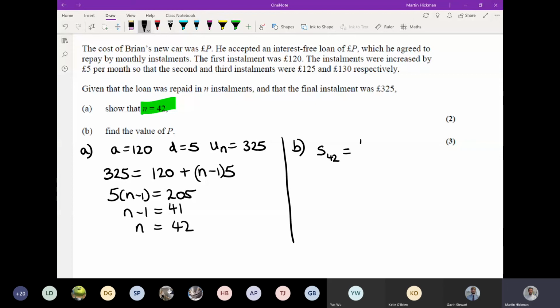So we can just use n over 2, and I'm just going to use the simpler version, which is a plus l in the bracket, because I know the first term is 120 and the 42nd term is 325. So what I get there is £9,345. Okay, again, does my answer make sense? Yes, because that is a fair enough price for a car, isn't it? If it was a really small value, something like £50, or something like £500,000, those numbers don't make sense. Around £9,000, that does make sense.